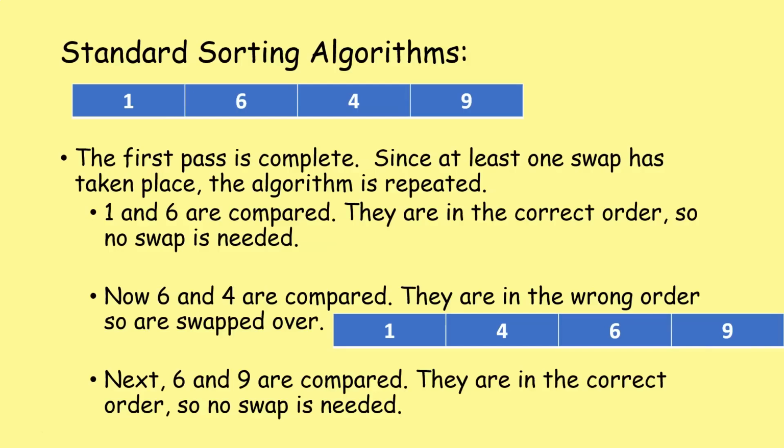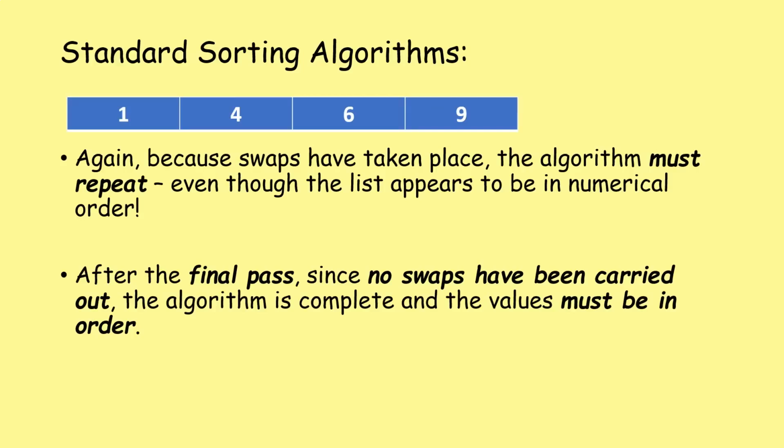1 and 6 are compared now. They're in the correct order, so no swap is needed. 6 and 4 are compared. They're obviously in the wrong order, so they're swapped over. 6 and 9 are compared. They're in the correct order, so no swap is needed. So we have 1, 4, 6, 9.